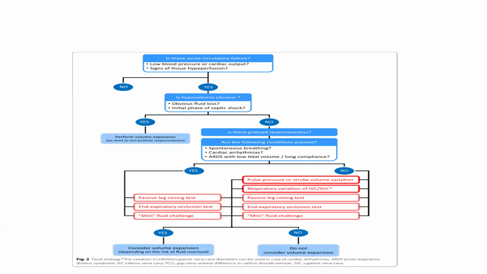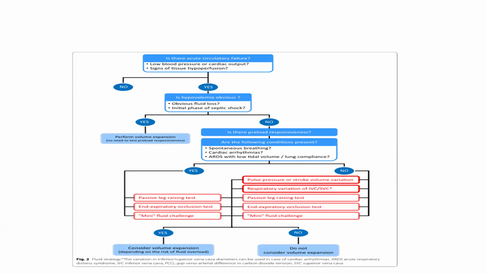So this is the algorithm. We need to see whether there is acute circulatory failure, low blood pressure, low cardiac output, or signs of tissue hypoperfusion. If yes, then we need to see if hypovolemia is obvious or not, so whether there is obvious fluid loss or whether it is just the initial phase of septic shock. If the answer to this question is yes, then we need to perform volume expansion. If the answer is no, then we need to see whether preload responsiveness is there or not.